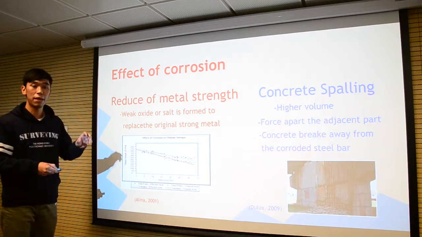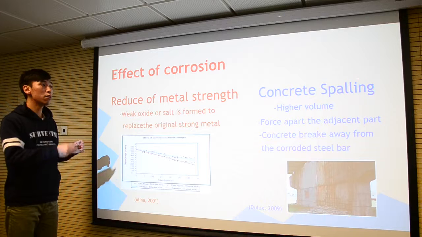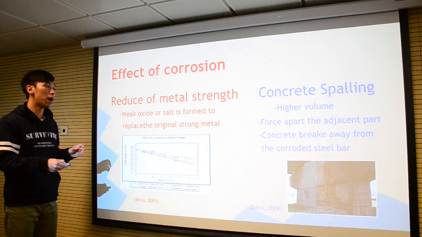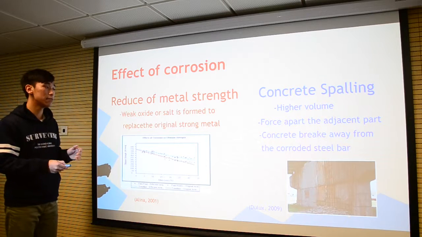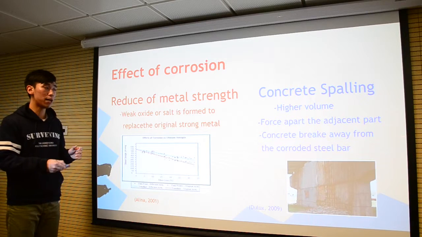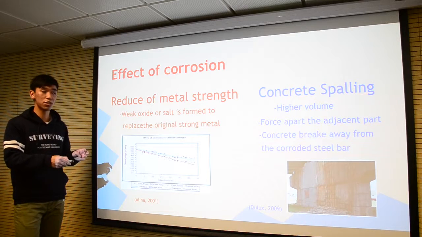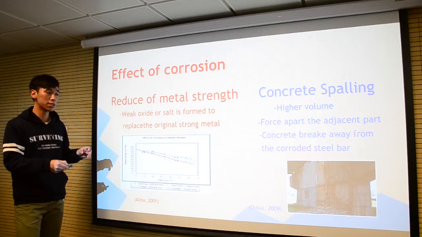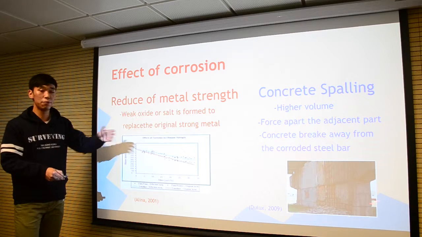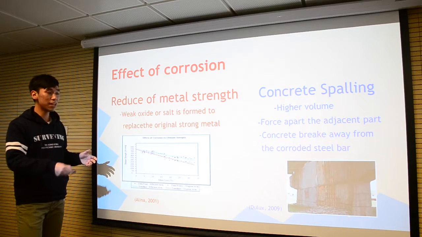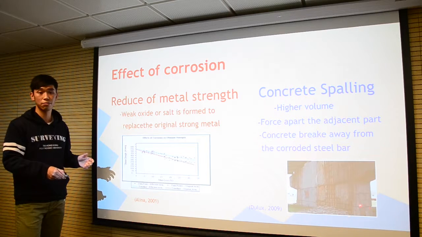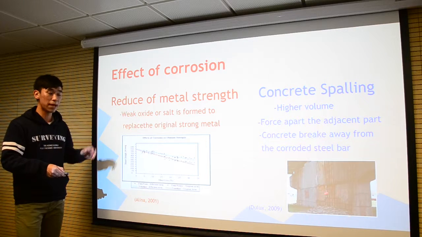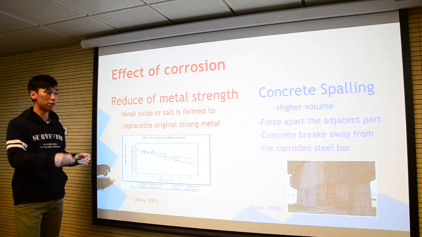Also, it can affect the metals in system components. One of the examples is concrete spalling. Because the rust formed on the steel bar has a higher volume than the original iron, it will force apart the adjoining part of the concrete. The concrete will break away from the corroded steel bar, so that the concrete will fall down, and the corroded reinforced steel bar will be exposed to the external environment because of the rusting.